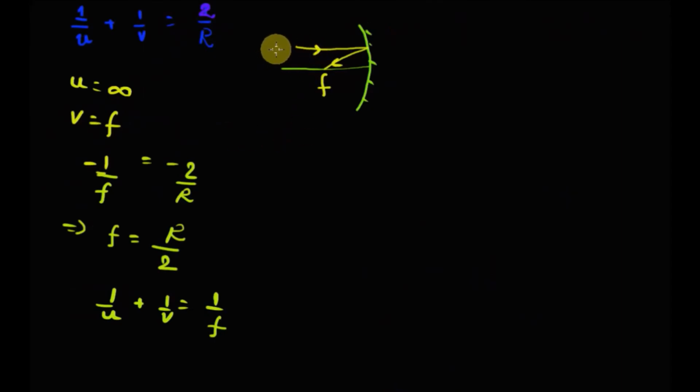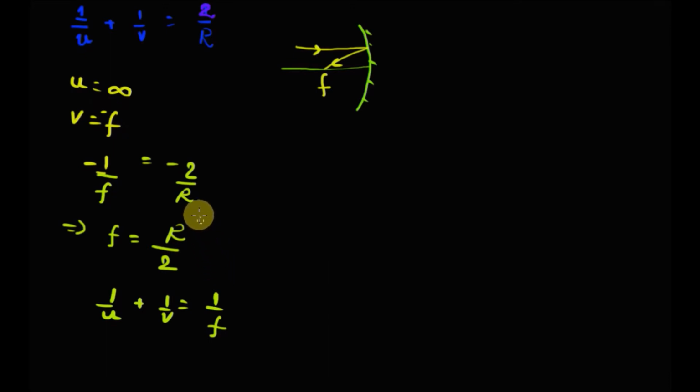Now let's say we have a ray of light coming from a far object. From a far object, we can consider the ray of light to be parallel to the principal axis. When the parallel ray of light hits a concave spherical mirror, the reflected ray will pass through the focus. If we apply the equation we derived earlier, we will have u equal to infinity because the object is at a very far distance from the mirror. v will be equal to minus f.